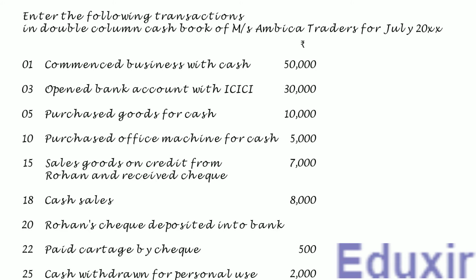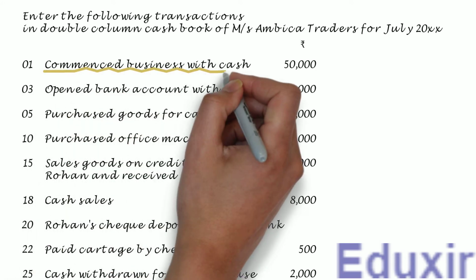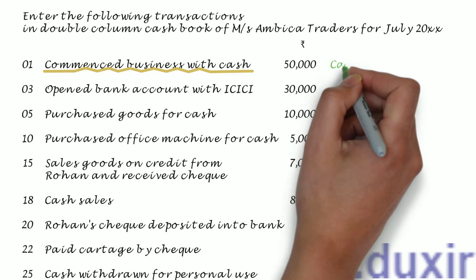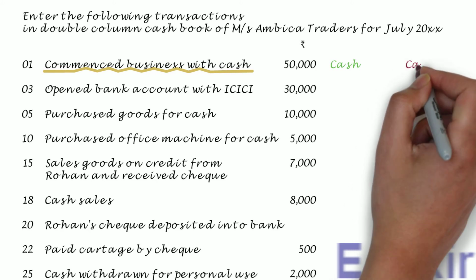Let us start with the first transaction. In this transaction, the business is starting or commencing with a cash of 50,000 rupees. Commencing the business with cash is equivalent to increasing the cash asset of the business. So, in this case, the cash asset of the business is increasing. The rule to record any increase in the asset is to debit the corresponding asset account. In this case, the cash account should be debited. At the same time, as the owner is commencing the business, the owner's equity or capital will be increasing. The rule to record an increase in the capital is to credit the capital account.